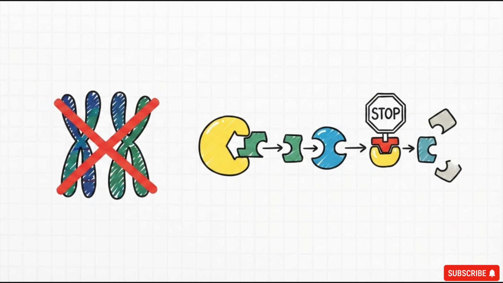But what happens if that base frame never actually gets built? Well, if you happen to inherit 2 mutated, non-working copies of that FUT1 gene, the entire assembly line just grinds to a halt. It stops. So even if you inherited the specific genes for type A or type B blood, you literally cannot attach those markers. The base structure is missing. Because of that, you will test as blood type O, and your true type A or type B genetic identity is completely masked. Mind-blowing, right?